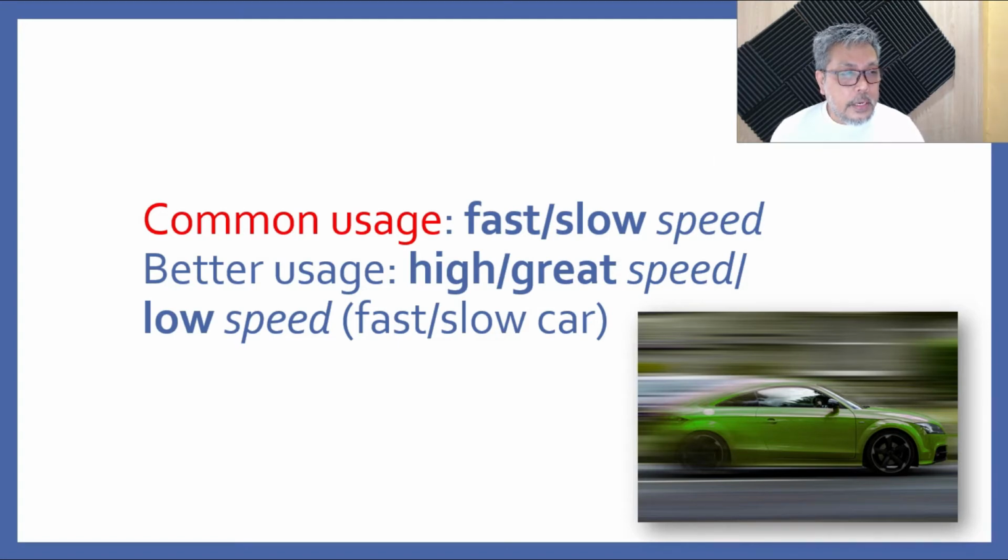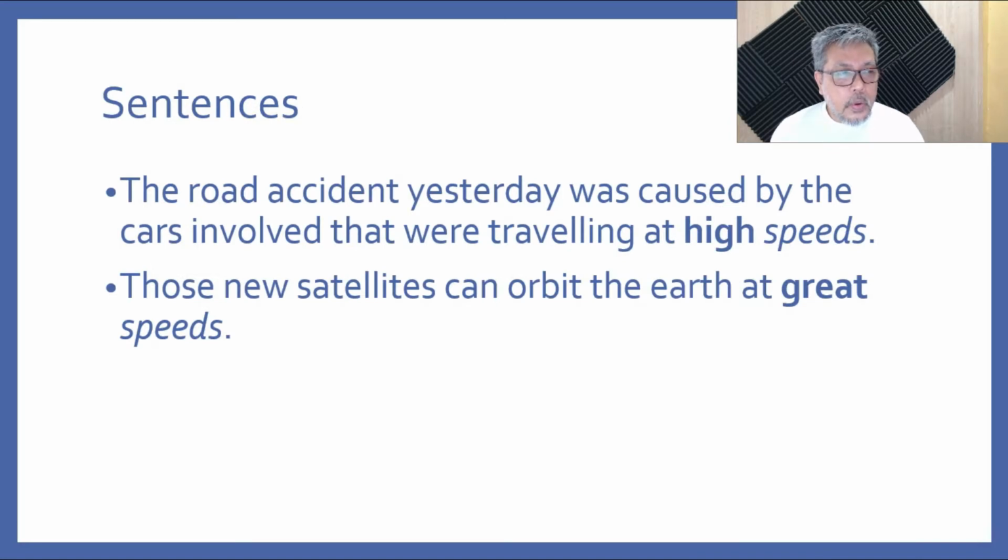Let's have a couple of sentences here. The road accident yesterday was caused by the cars involved that were traveling at high speeds. These are cars and they were traveling fast, but the speeds were not fast, the speeds were high, which of course caused the road accident. Another one: those new satellites can orbit the Earth at great speeds. So the satellites are fast, but they're traveling at great speeds. The speeds are not fast, the speeds are great, but the satellites are fast.